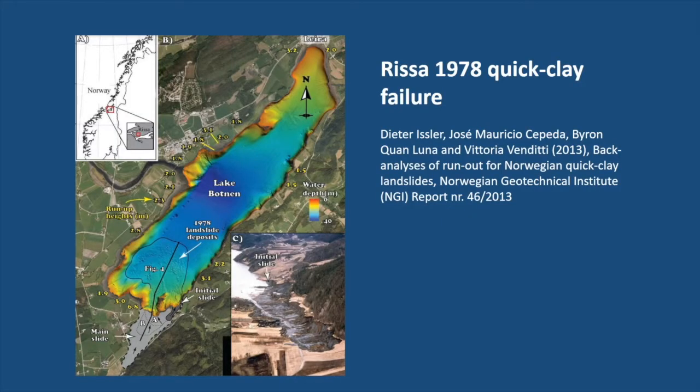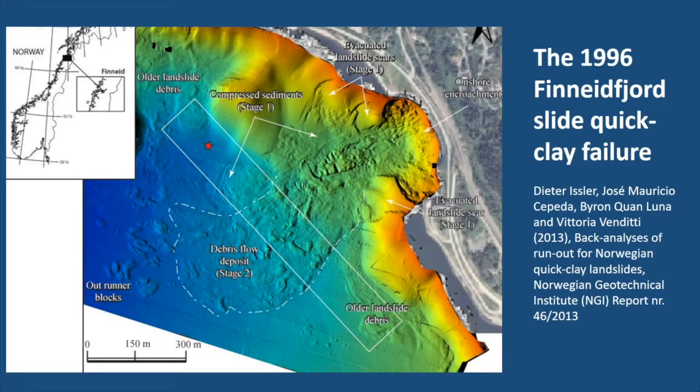Now this is where the Rissa failure happened. It's been very well studied. You can see at the bottom a photograph of the slump scar with the material sliding down into the lake, and the deposit very nicely imaged. But the process is unfortunately very common in Norway. Here's another example from 1996 from Fjord. Again, you see the up-dip failure cutting back into the onshore, and you can see the deposit moving down into the water as a debris flow.